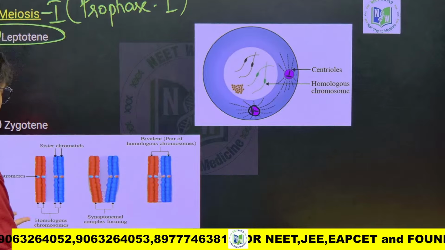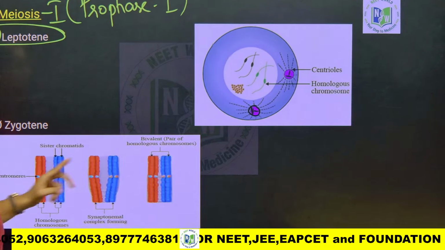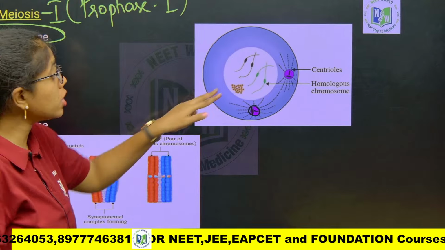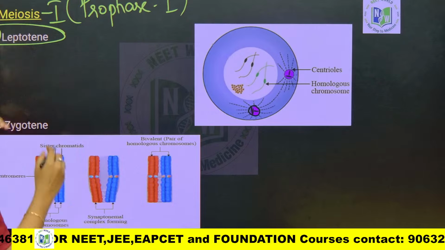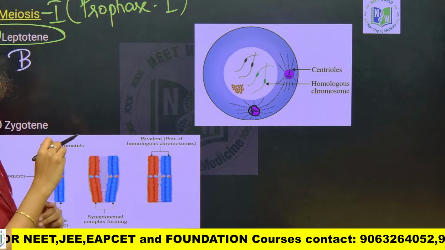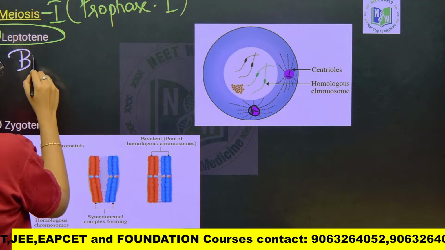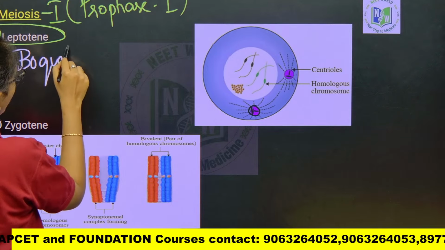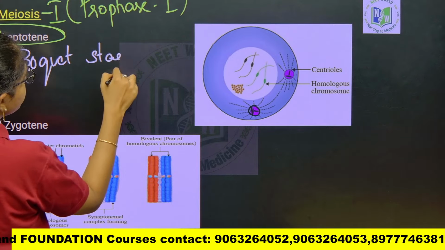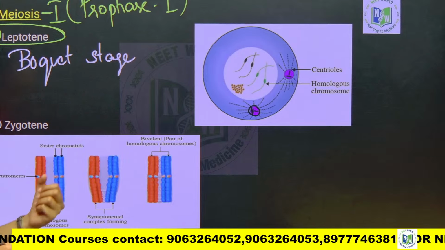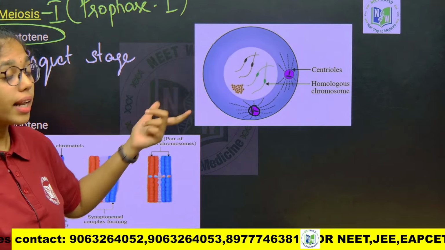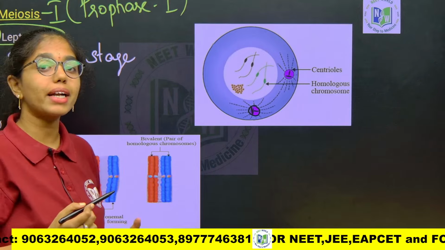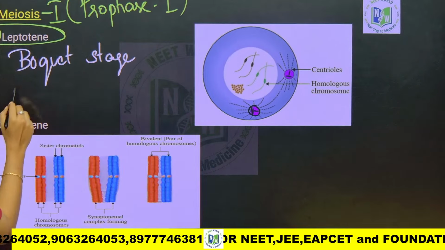Second most important feature: chromatids will be formed, but these chromatids will be attached to the nuclear membrane. And how will the chromatids look? A complete bouquet it will look like. So you will call this stage the bouquet stage also, due to the structural visualization of chromatids. And in leptotene, you can observe the chromatids clearly under the light microscope.